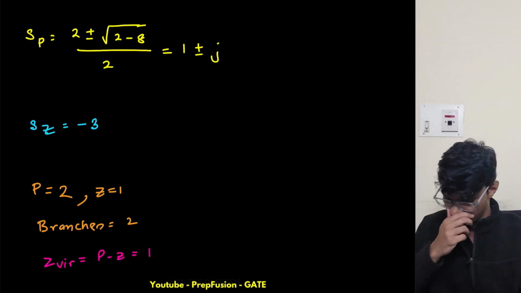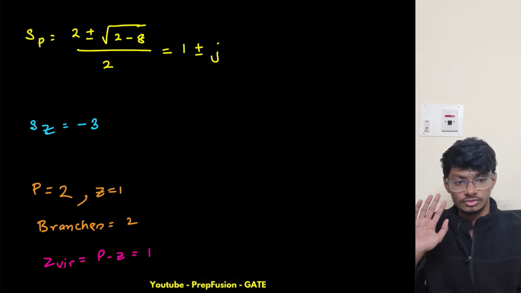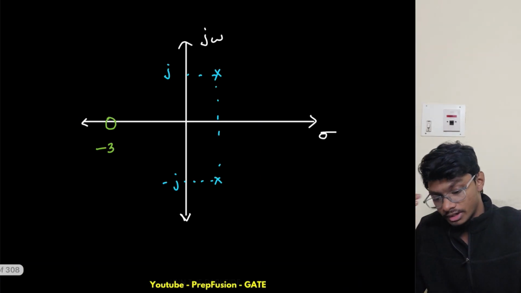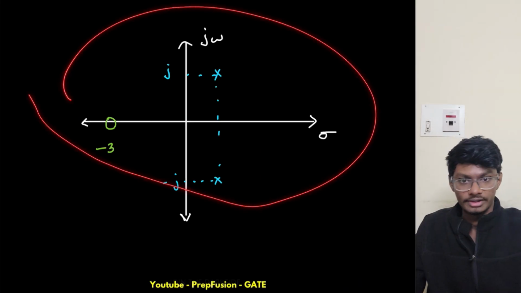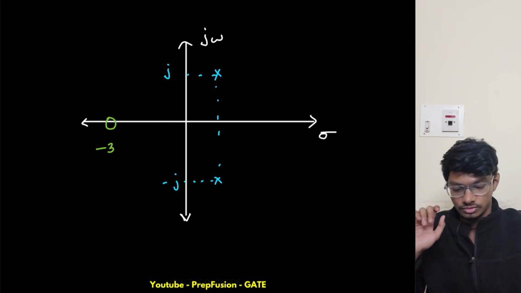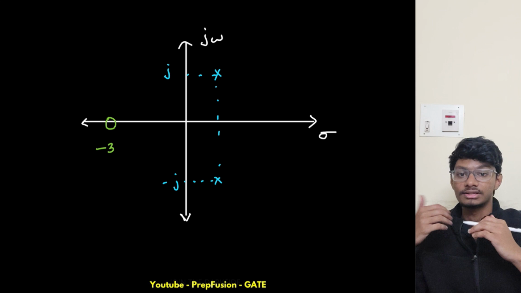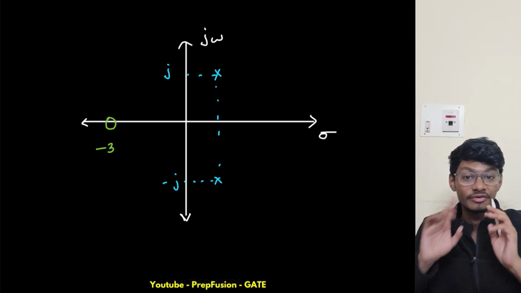2 minus 1 equals 1 itself. So this will be my z virtual. Okay, I have already plotted this one up just to save time. These are my complex conjugate poles, and this is my zero, and I will have another virtual zero. Now you tell me, where will it lie?